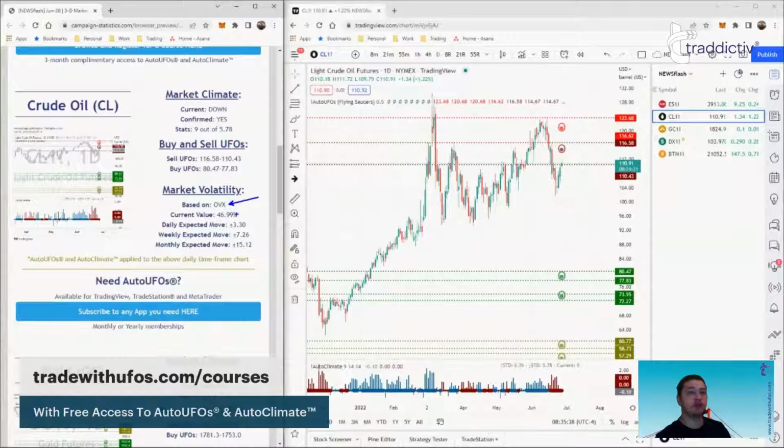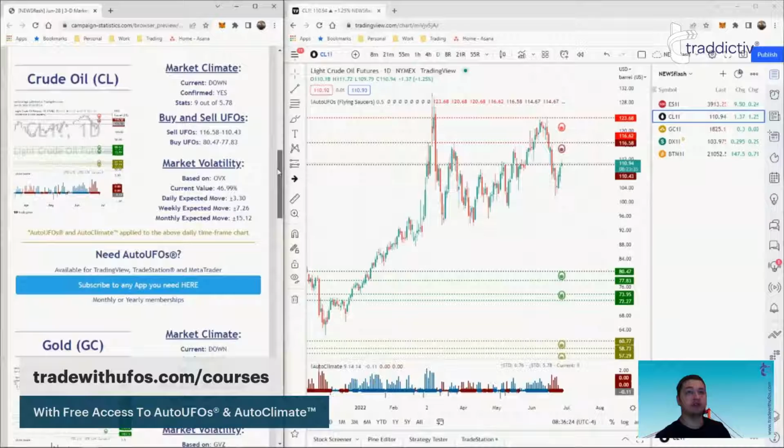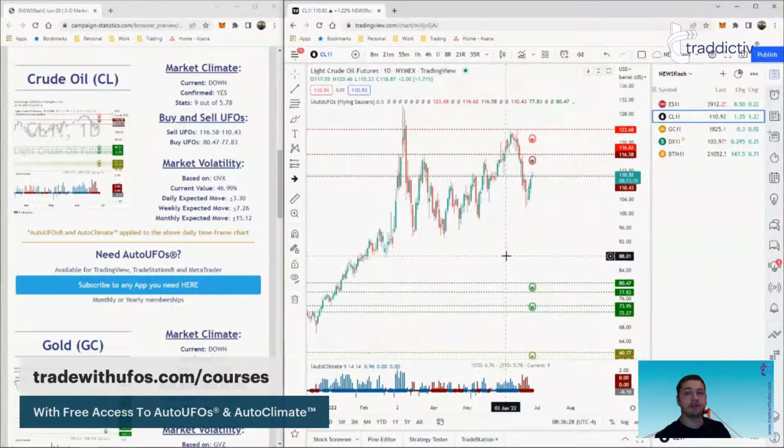Based on the OVX, we're looking at 46.99% volatility. Daily expected move is $3.3. Again, this is extremely elevated volatility given the impact that the Russian invasion has on this market. This is not something that is uncommon or unheard of, as these are very different times that we're living in right now.